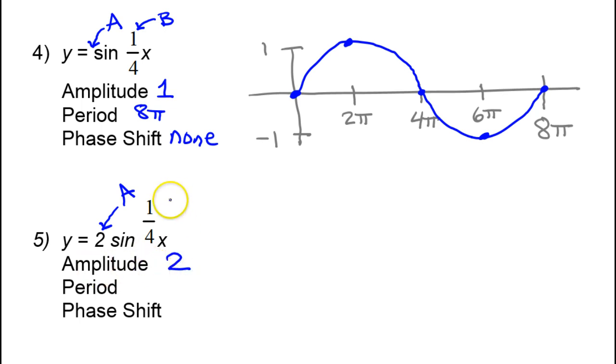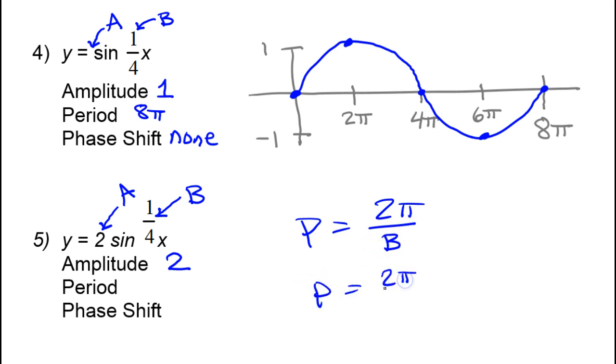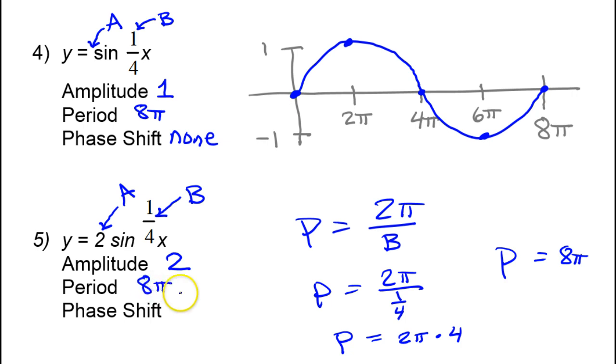Amplitude is always positive. The period is going to come from this B value. The period is always 2 pi divided by the B value. So the period is going to be 2 pi divided by 1/4. So 2 pi divided by 1/4 is the same thing as 2 pi times 4. You multiply by the reciprocal. So the period is 8 pi, just like on the last problem.